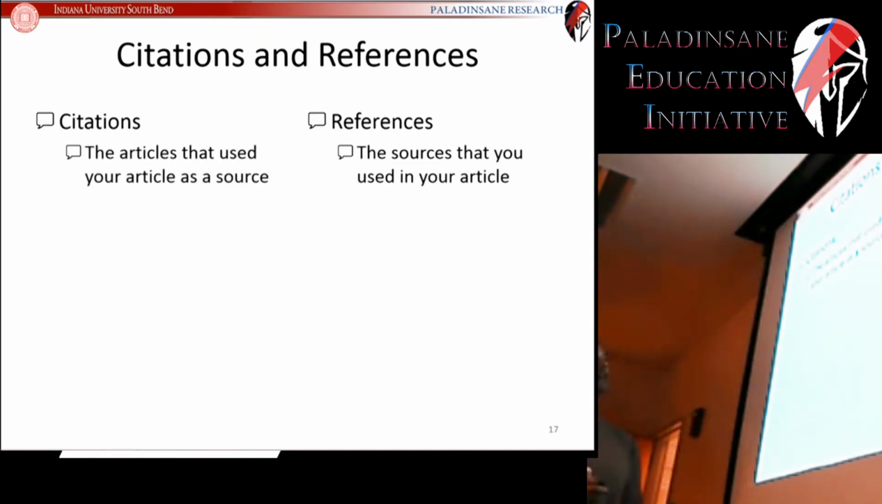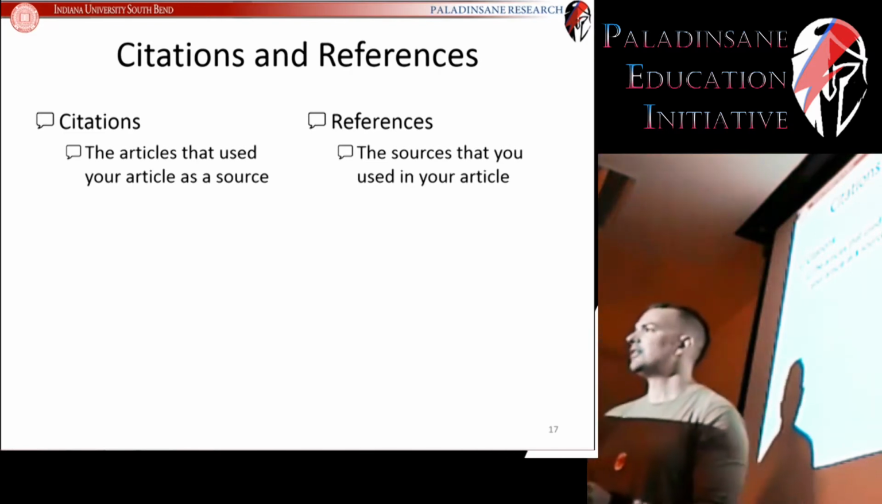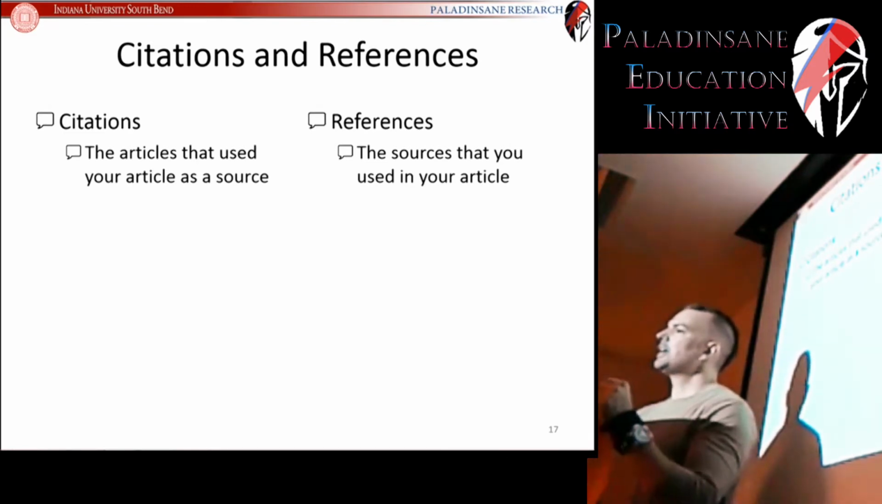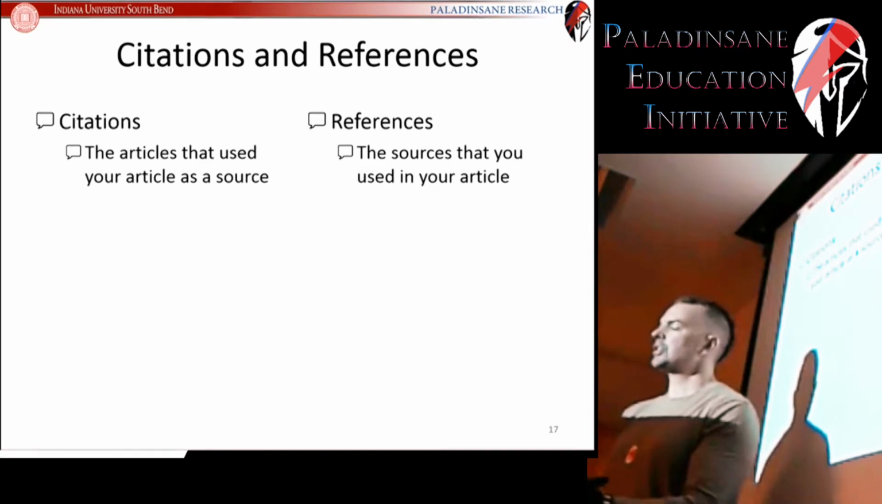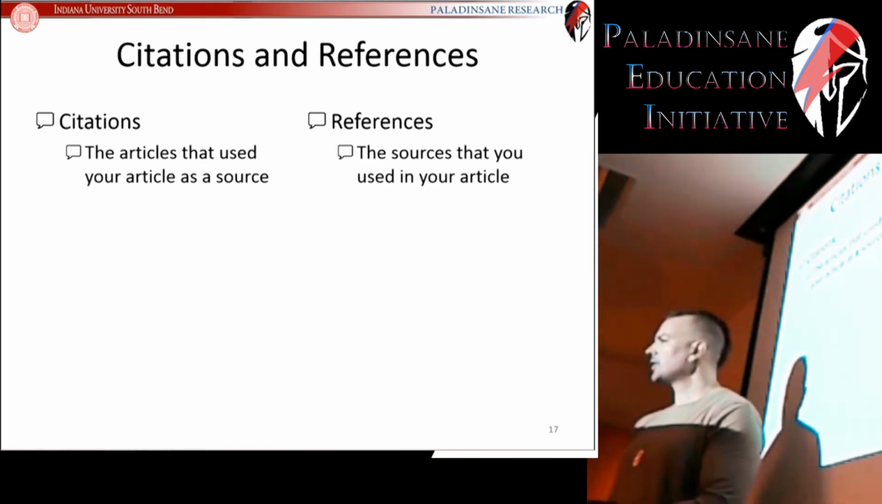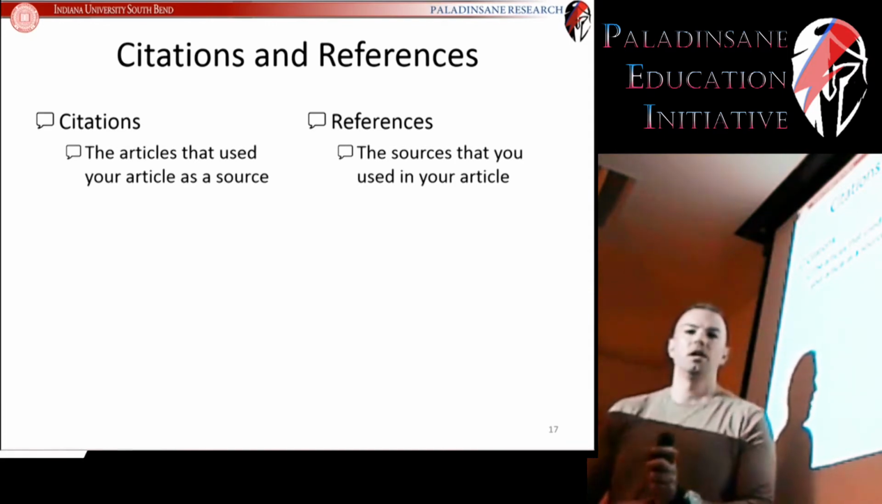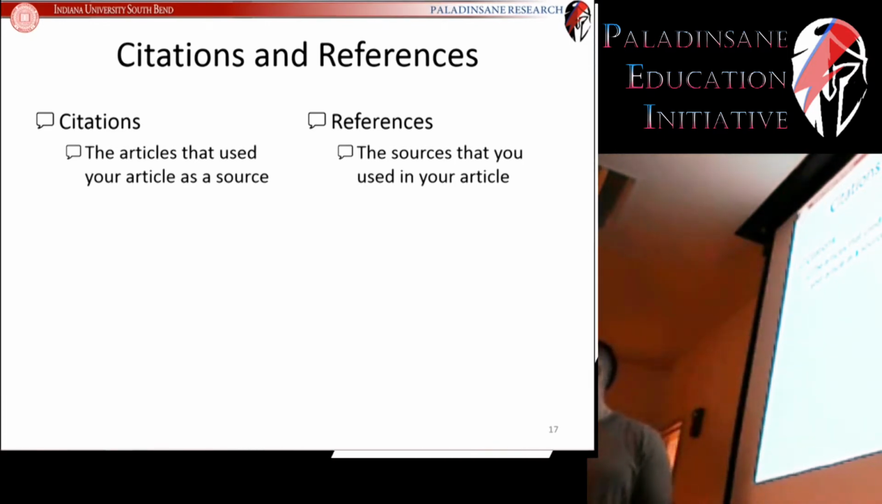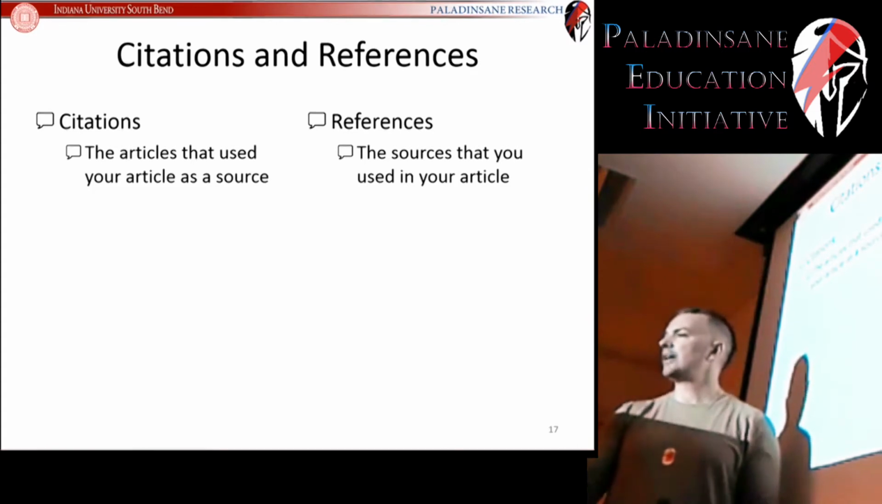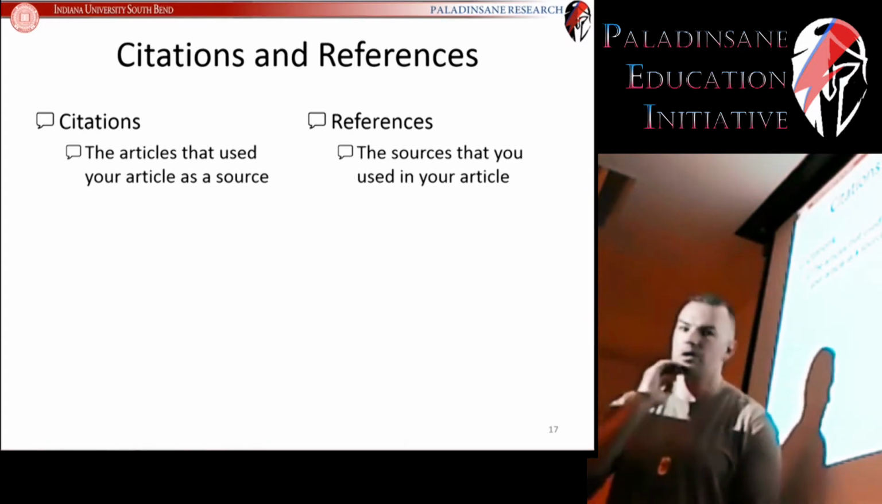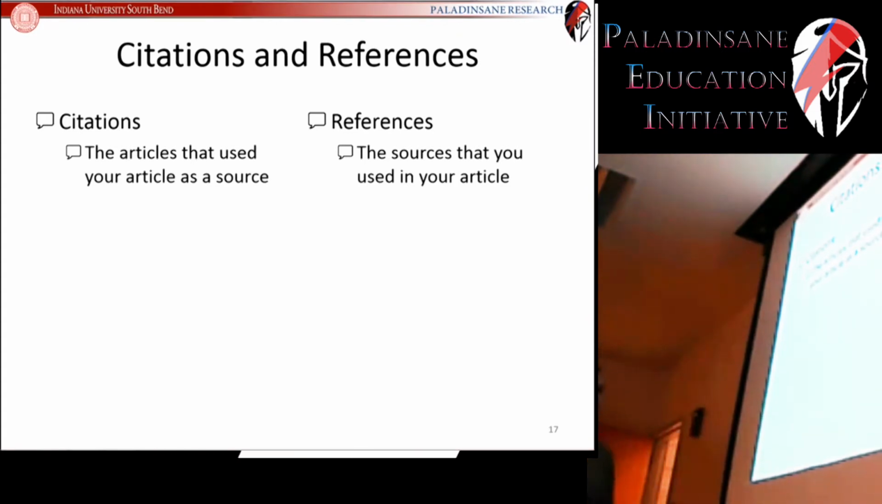Citations are the articles that use your article as a source. So when I say that a paper has 30 citations, what I mean is that 30 other published articles included that article in their reference section. They mentioned that article in their work, in their publication.